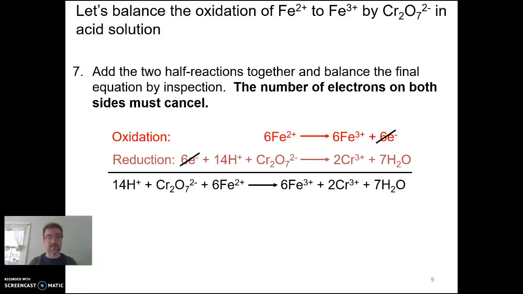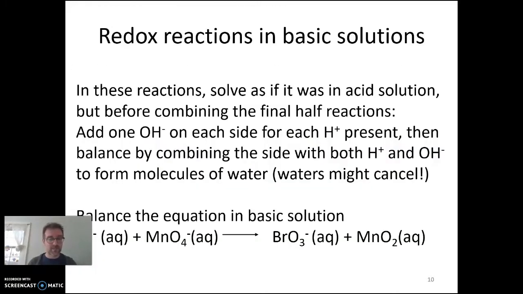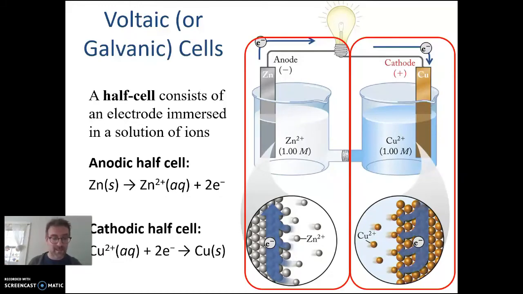I will go through this again very slowly in class and teach you lots of tricks to figure these things out. At the end, we can double check our work, making sure the number of all types of atoms and the charges are balanced on both sides. If we have a reaction in basic solution, it's slightly more complicated. We have to add OH- on each side that we have an H+ so that they neutralize each other and form molecules of water that might cancel out from waters that we've already added. I will go through that again slowly in class.